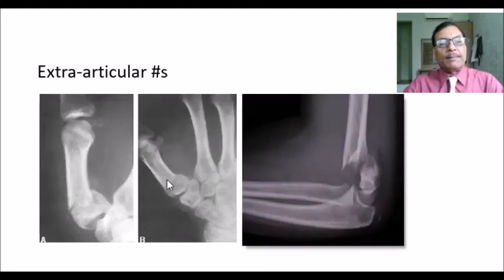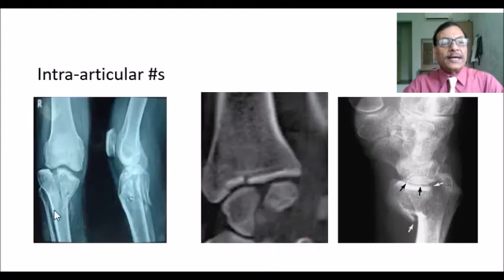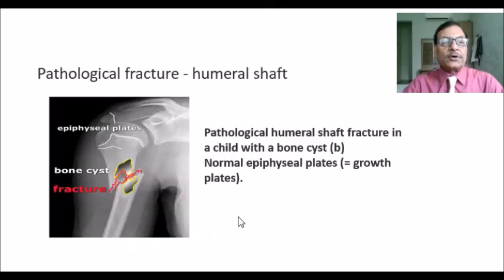So this is an example of extra-articular fracture. This is a supracondylar fracture, and fracture base of the first metacarpal, extra-articular. And here an example of intra-articular fractures. The articular surface, if left like this, will become roughened, and then it will cause secondary osteoarthritis later on.